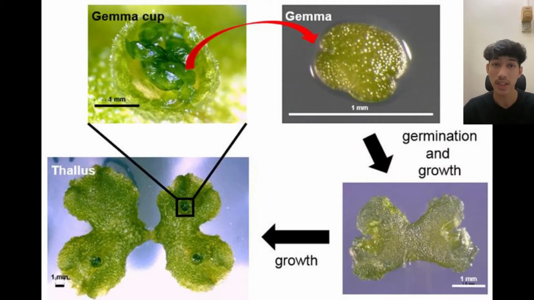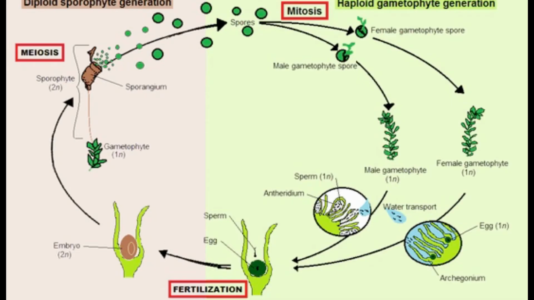Hornworts can bypass alternation of generations by reproducing asexually through fragmentation. It is the same as the liverworts, which reproduce asexually by fragmentation of leaves into gemmae, a group of cells that detach from the thallus and can start a new plant. For sexual reproduction, the life cycle of hornworts is actually the same as liverworts.